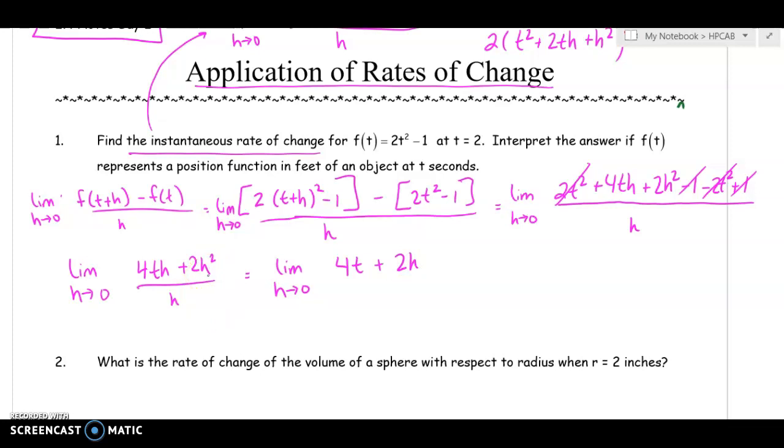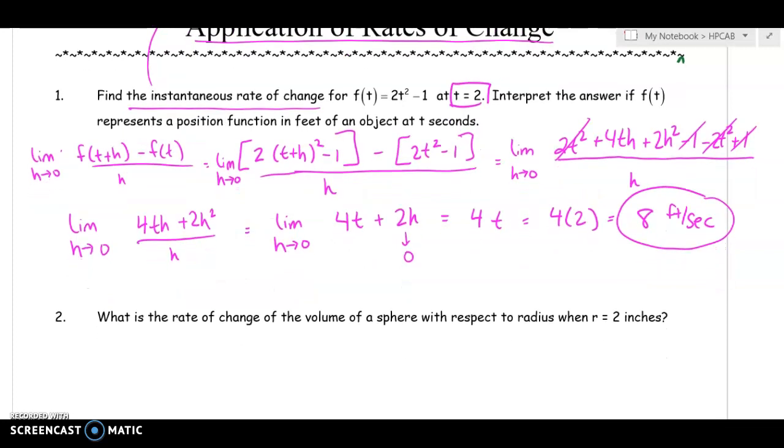So when we do the limit as h approaches 0, this term is going to go to 0, because if you plug in 0, that becomes 0. So you're really left with just 4 times t. Well, t we know because it tells us right here that t is 2. So it's really 4 times 2. You're going to get 8, and then just don't forget units. It would be feet per second. So that's the speed 2 seconds into whatever this equation represents. It's going to be 8 feet per second.